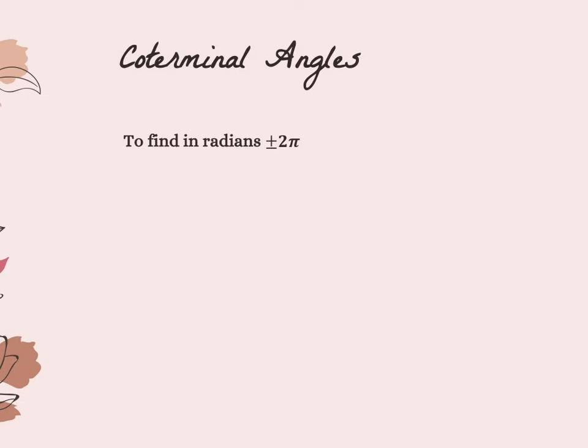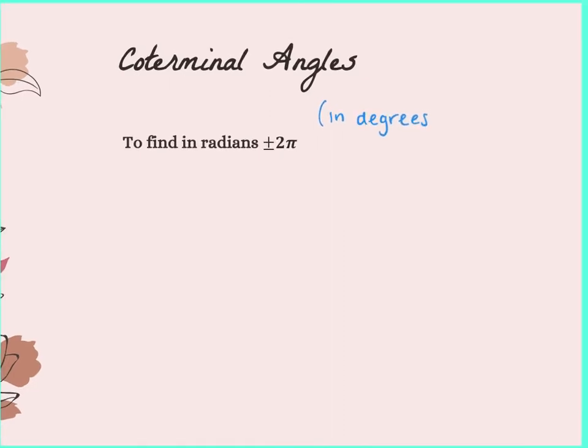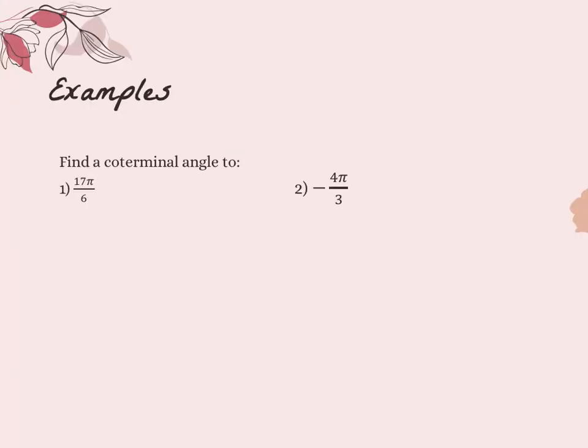All right, coterminal angles we found in degrees. If you remember in degrees, how did we find a coterminal angle? Add and subtract 360. So now we're saying the equivalent to 360 is 2 pi, right? So if it's in radians, to find a coterminal, we add and subtract 2 pi. So 360 in degrees is the same as 2 pi in radians. So here are some examples for coterminal.